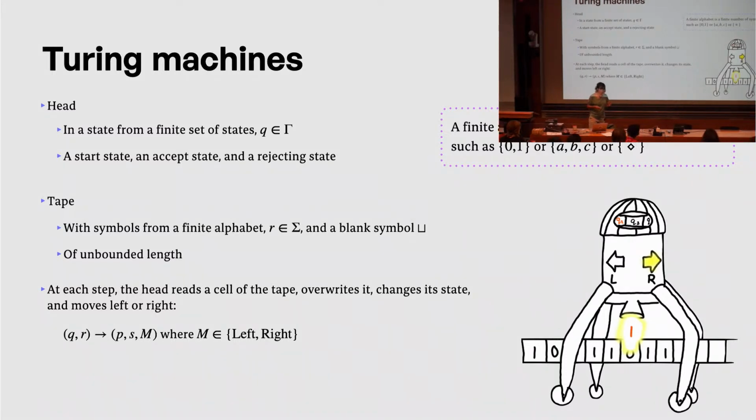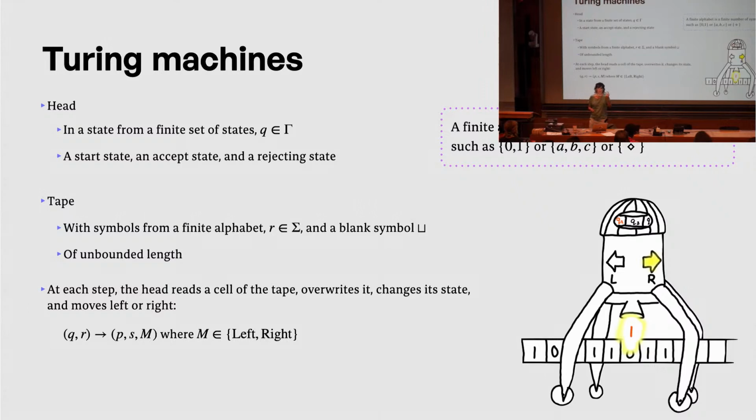So this is described by the following transition function or transition rule. So we have Q and R. Q is the state of the head. R is the symbol it's reading currently in the tape. So Q and R are transformed to P, that's another state of the head, S is the overwritten symbol on that cell of the tape, and M, a movement. So it's going to move left or right.